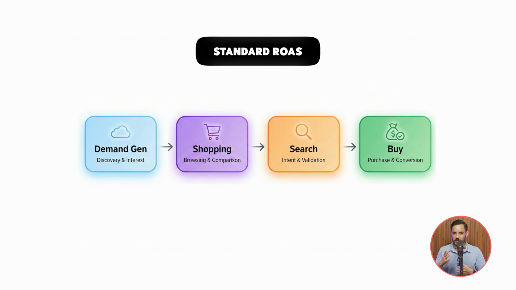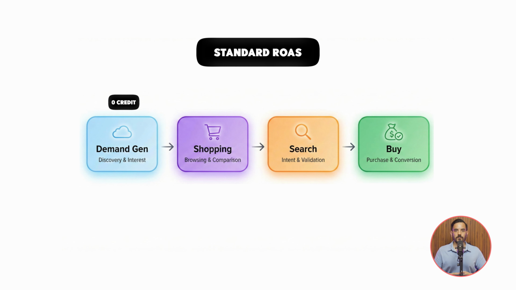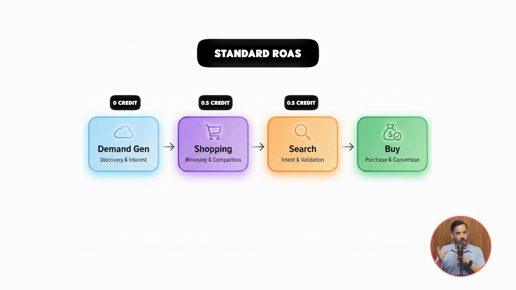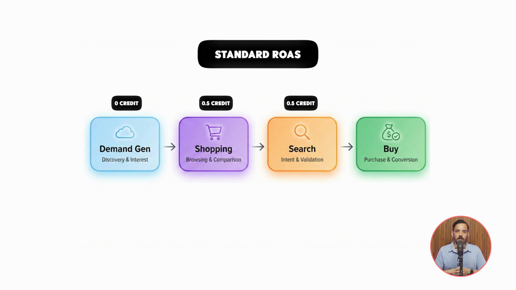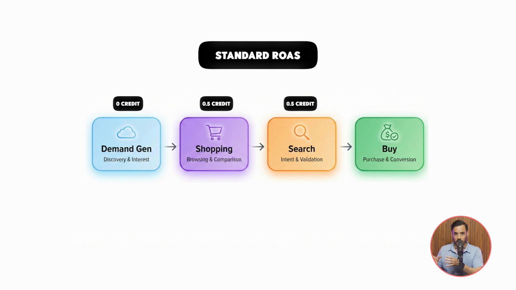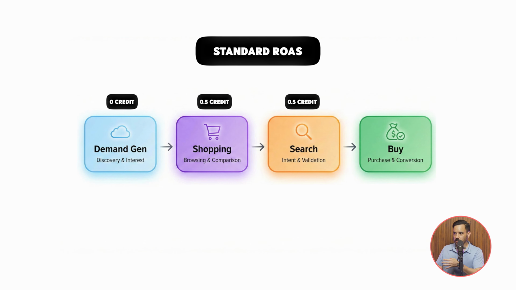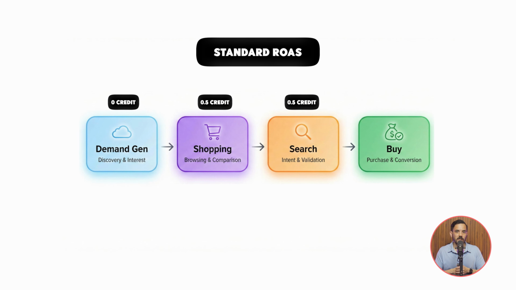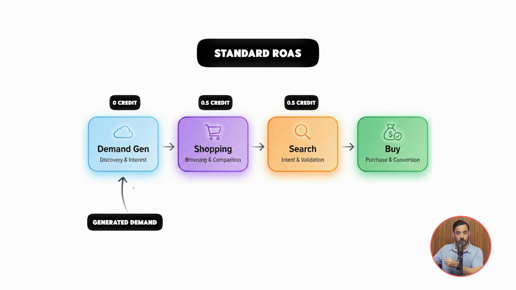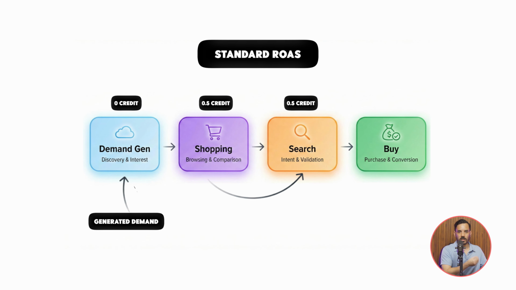then they buy. Now in Google's standard ROAS column, what credit does demand gen get? 0. Nada. None. Because the customer didn't click on the demand gen ad. All the credit goes to the shopping ad and the search ad. But wait, that demand gen video ad is what created the interest in the first place. The customer only searched because they remembered seeing your video. Demand gen generated the demand, shopping and search just captured it.